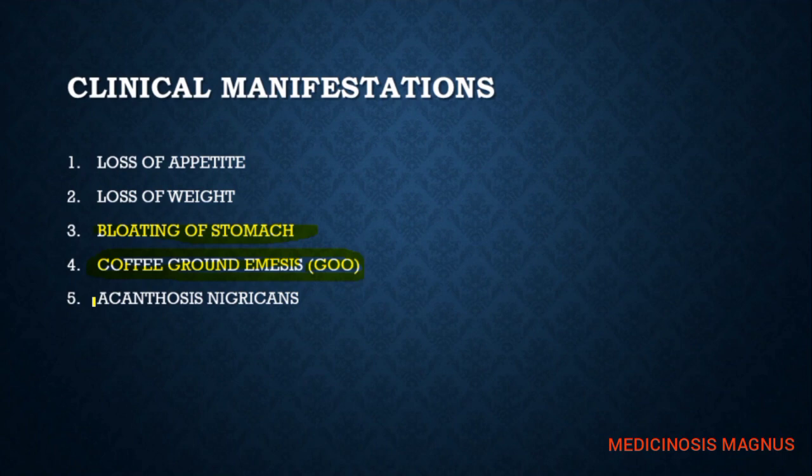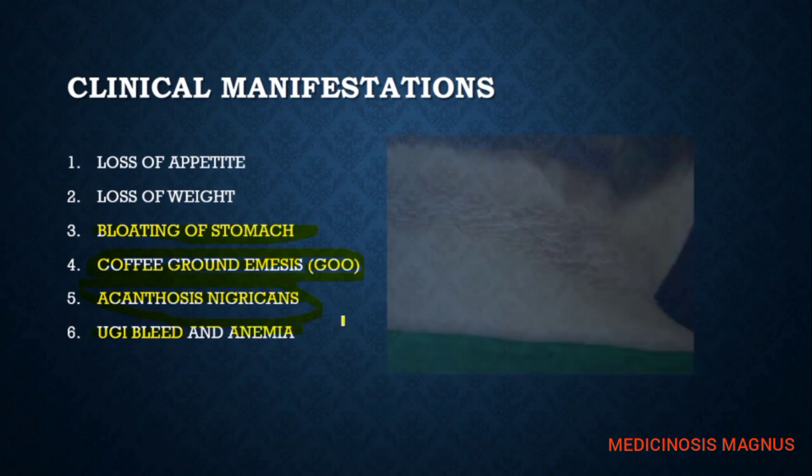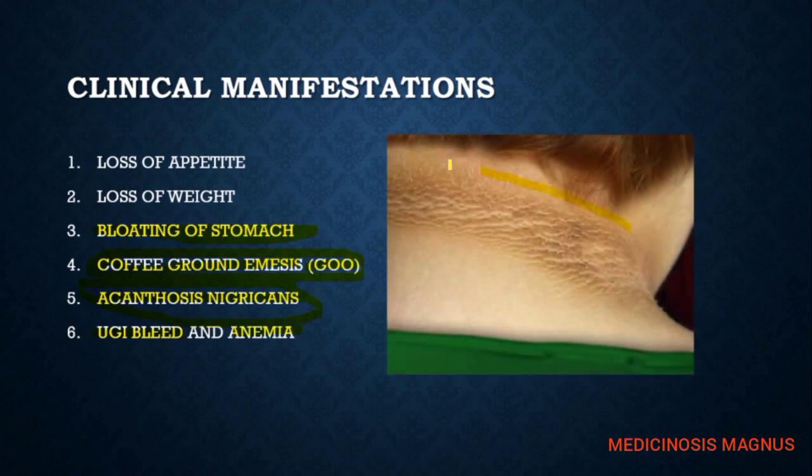Then acanthosis nigricans. This is mainly seen in patients with obesity and diabetes. It is also seen in stomach cancers. So it is an important thing to remember. Then the patient can have upper GI bleeding and anemia also due to the bleeding. If you see here in the nape of the neck, this velvety shiny part, this one is the acanthosis nigricans. This is seen mainly in obesity, diabetes and stomach cancers.